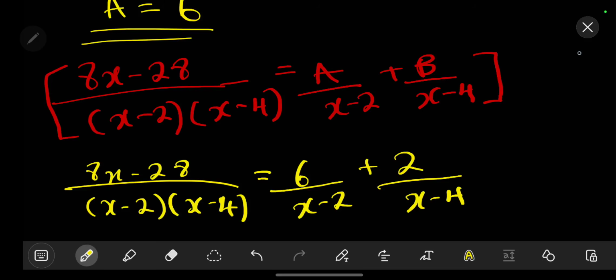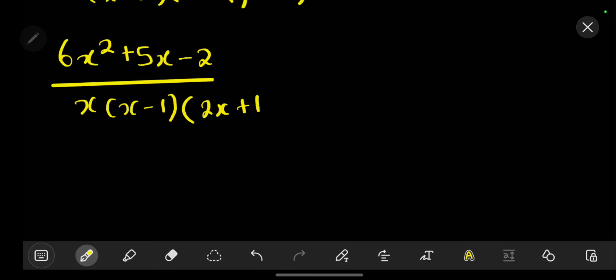So let's move on to our next problem. If you have this one, this is not different, all the denominators should have more like a number on top.